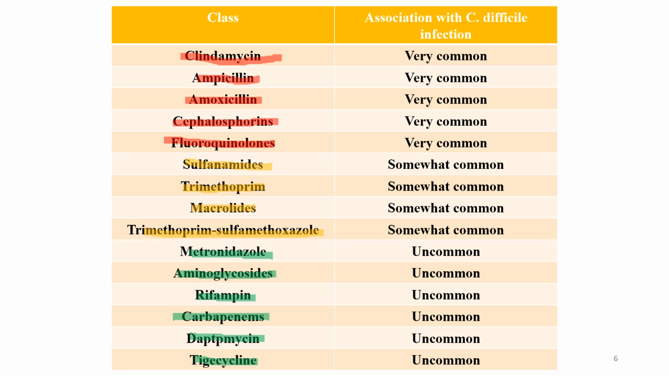High-risk antibiotics are clindamycin, ampicillin, amoxicillin, cephalosporins, and fluoroquinolones. And some antibiotic classes have very low risk for Clostridium difficile infection, like metronidazole, aminoglycosides, rifampin, carbapenems, daptomycin, and tigecycline. In the comments, tell me why these antibiotics have a low risk for Clostridium difficile infection.